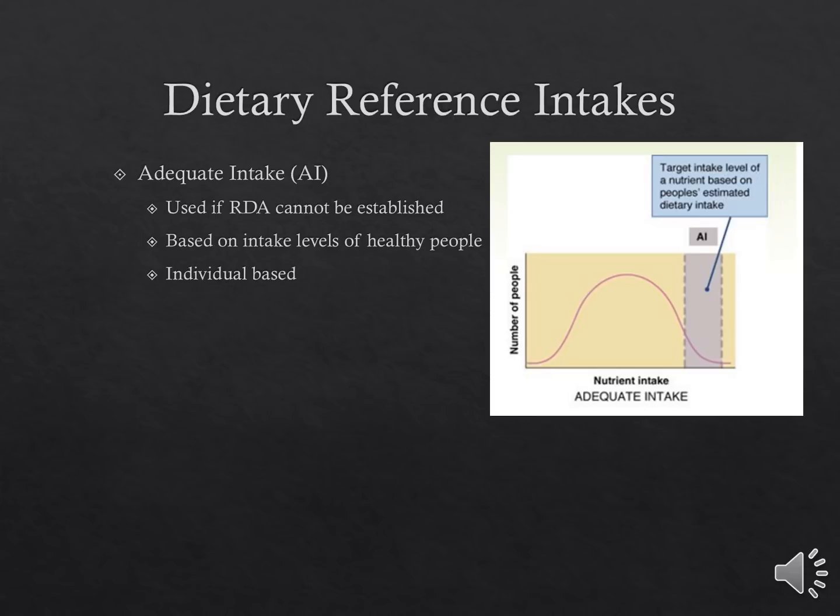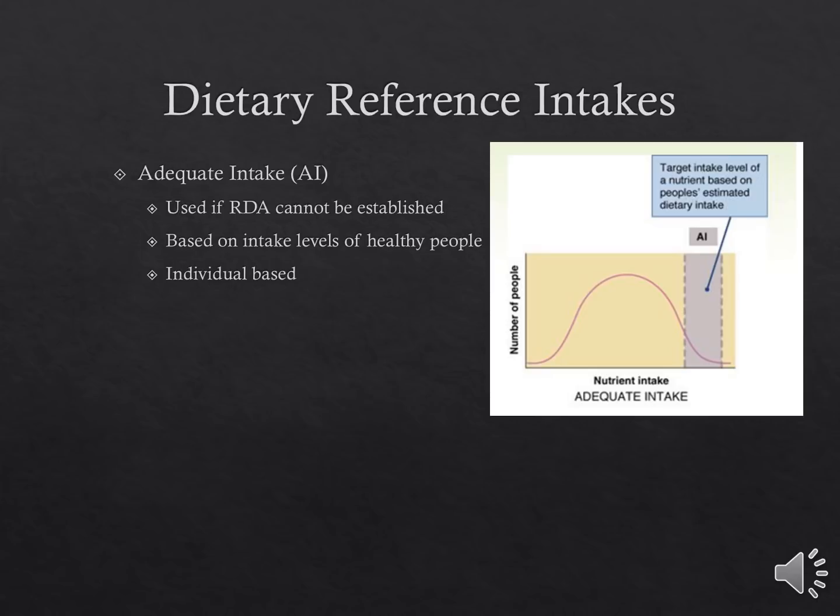But what happens if you lack data? Well, then you can set up an adequate intake. The adequate intake is the average amount of a nutrient that a group of healthy people consumes. And like with the RDA, the AI can be used as a nutrient goal for an individual on the individual level. Now you might be thinking, if both the RDA and the AI can be used as nutrient intake goals for the individual, why do we need both of these?